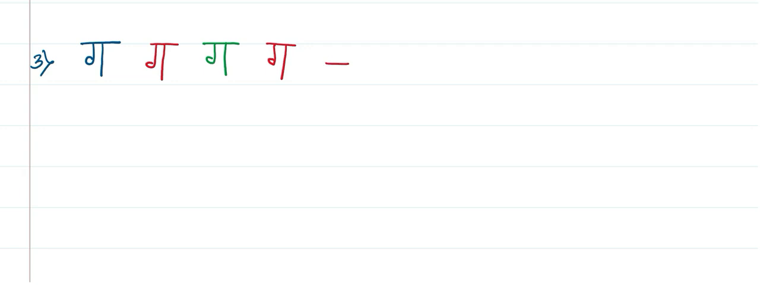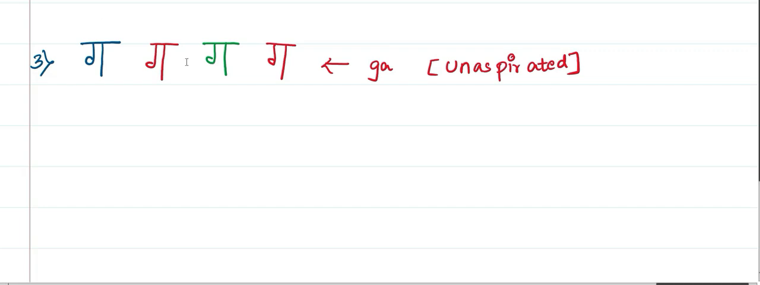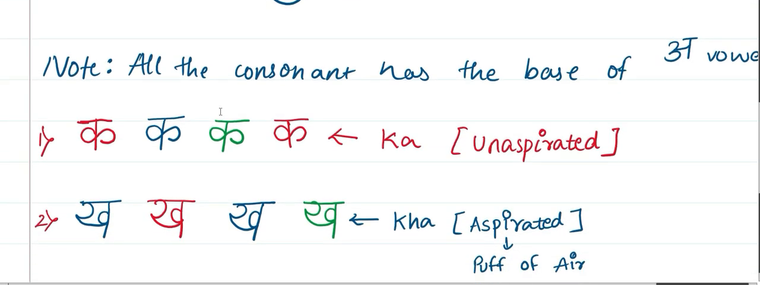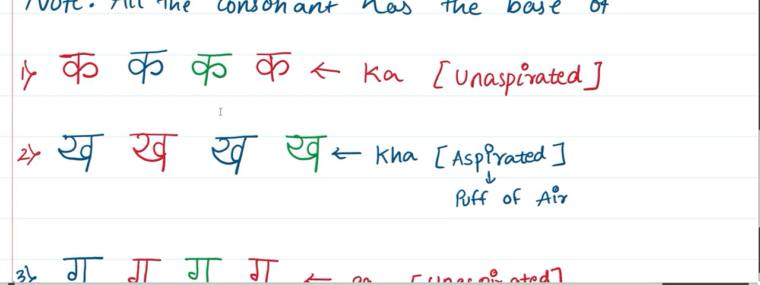So let's learn the pronunciation of this letter. This letter is called G, without aspiration, meaning unaspirated. So this letter is called G.